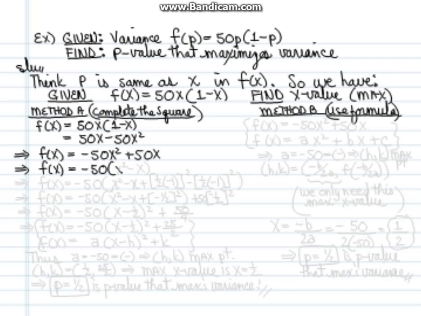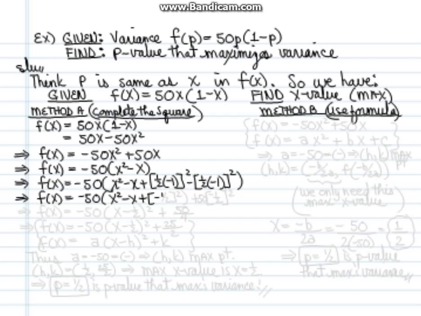Okay, so factor out the coefficient of x squared. Got to pull it out of everything in the parenthesis. And that's negative 50 times x squared minus x plus half the coefficient of x, which was negative 1 squared, minus the same thing squared. Now carefully pull the negative guy out. You've got negative 50 times x squared minus x plus negative 1 half squared plus, it's actually plus 50 times negative 1 half squared because we had to pull out the factor of negative 50 with it.